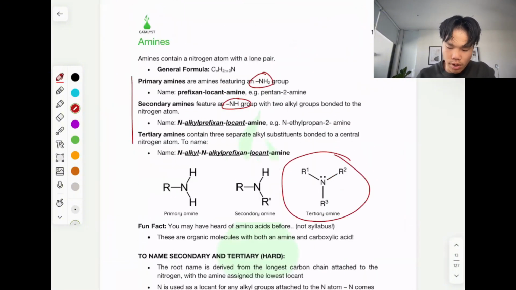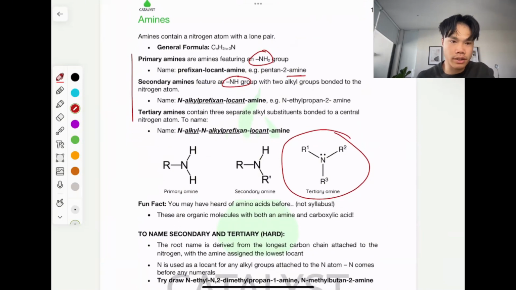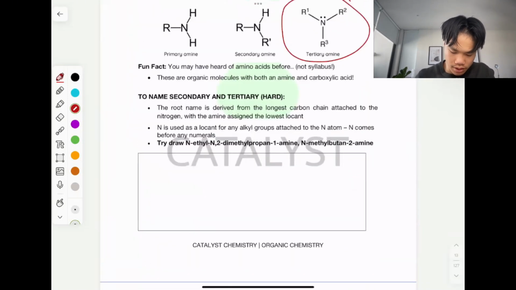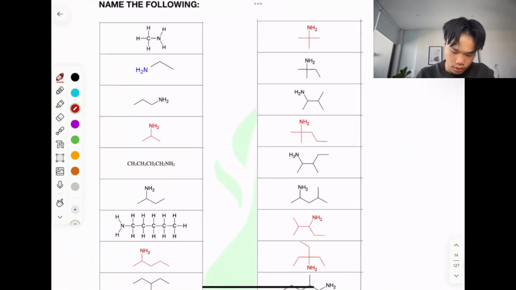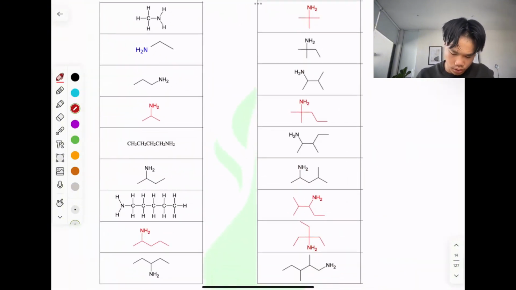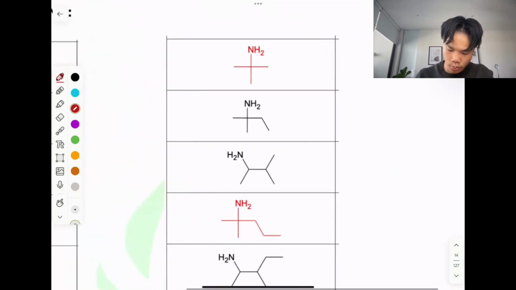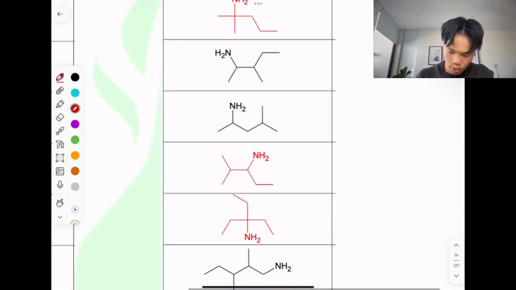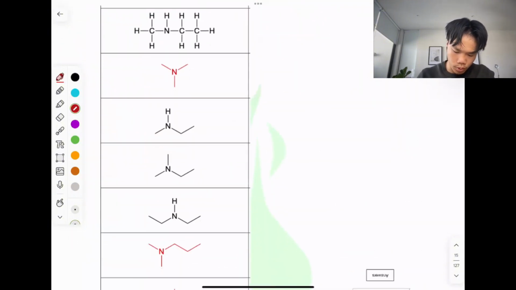To name a primary amine is quite straightforward. The suffix is just amine and you name it as pretty much any other functional group. But where people mess up is secondary and tertiary amines. So on the left is all primary amines. On the right is also all primary amines. But these are the ones that people trip up on a bit more.